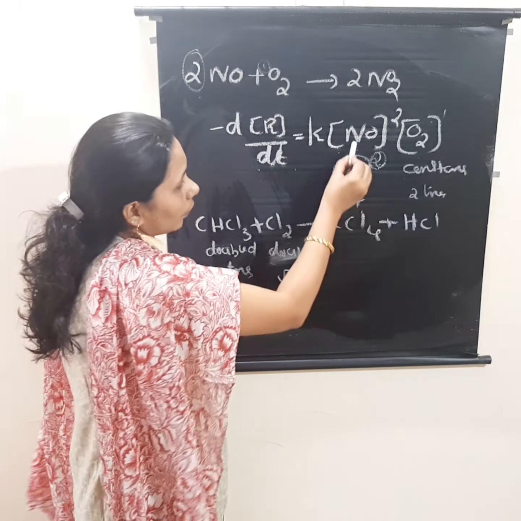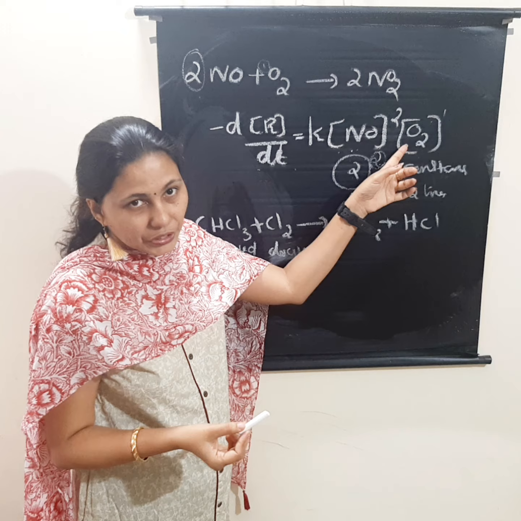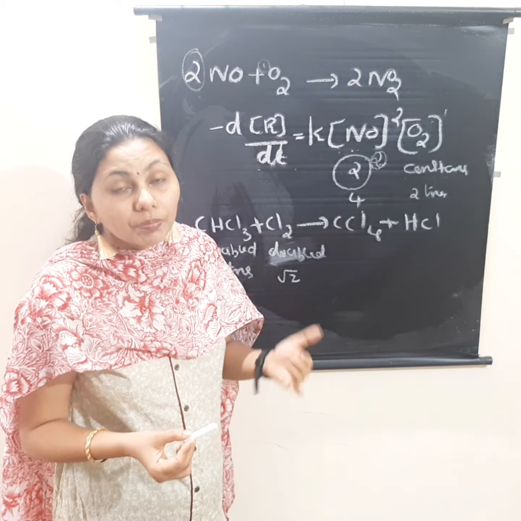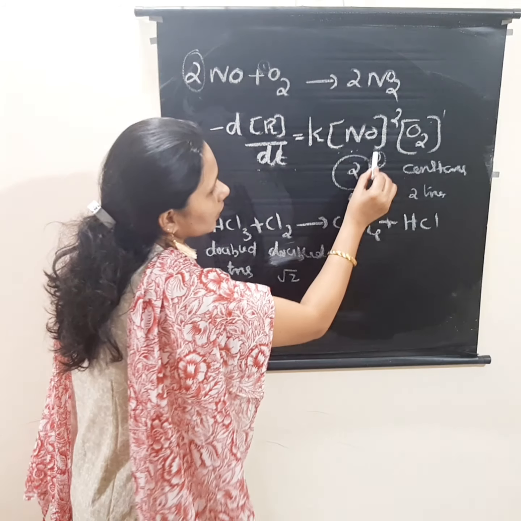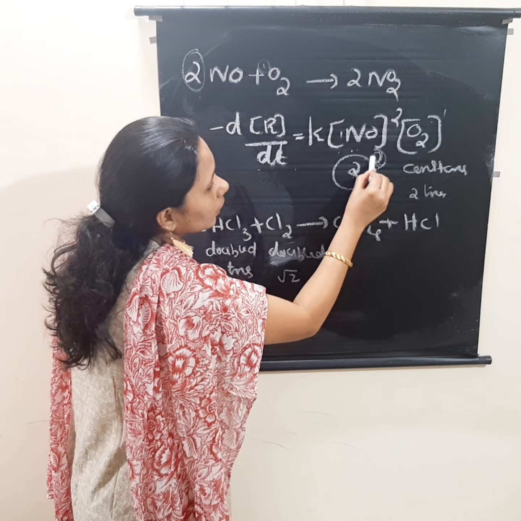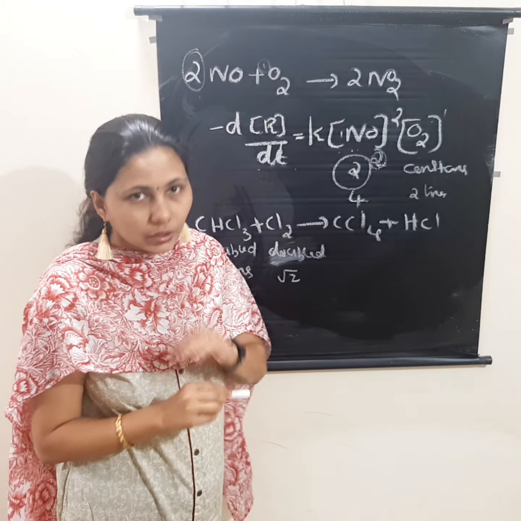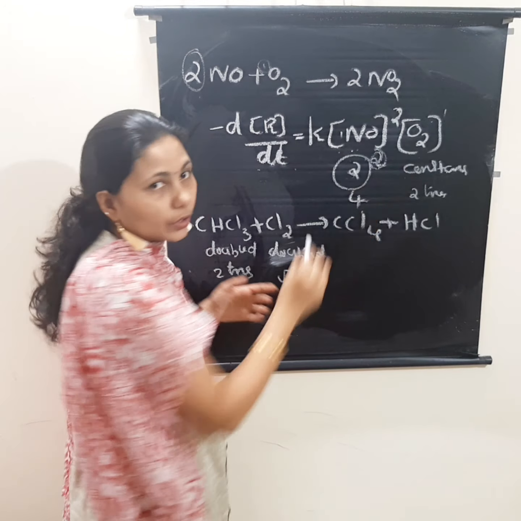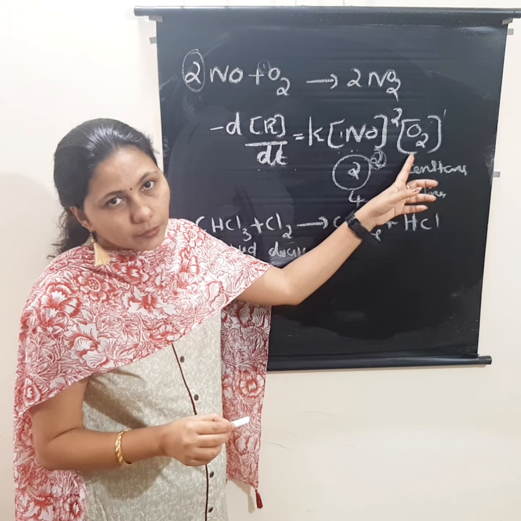Clear? So they doubled the concentration of NO, keeping the concentration of oxygen constant, and the rate of reaction increased by 4 times. To increase the rate 4 times, since it was 1 and is doubled to 2, the exponent will be 2, and then we get 2 squared, so the rate increases 4 times. Clear? So the exponent is clear here. We got 2.